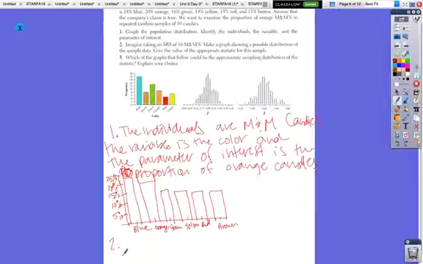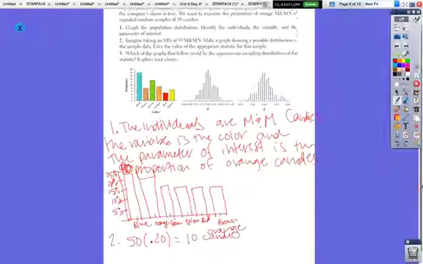So to get an actual number of M&Ms that should be orange, we would take this entire sample, 50, and multiply it by the probability that one is orange, 0.20, and whenever we do that, we would get 10. So that means that we should expect about 10 candies to be orange.